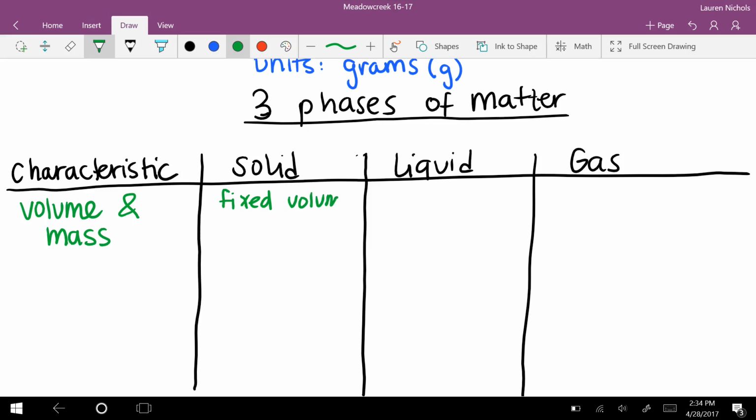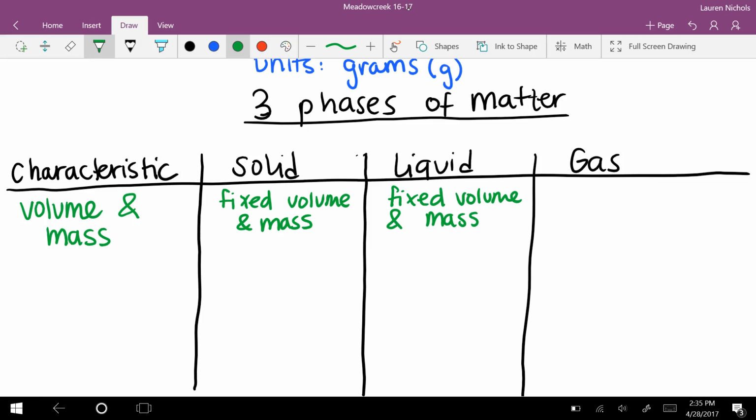So in a solid, it has a fixed volume and mass. This means how much space a solid takes up is not going to change, and neither is its mass. A liquid also has a fixed volume and mass. If you pour a liquid in a graduated cylinder and measure 15 milliliters, and then 30 seconds later you take the measurement again, it's still going to be the same volume.